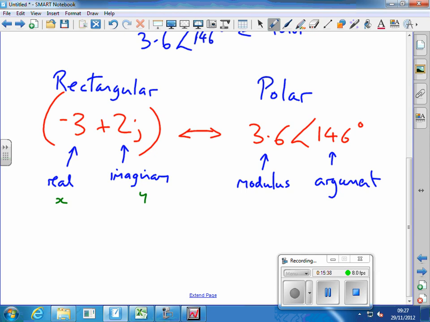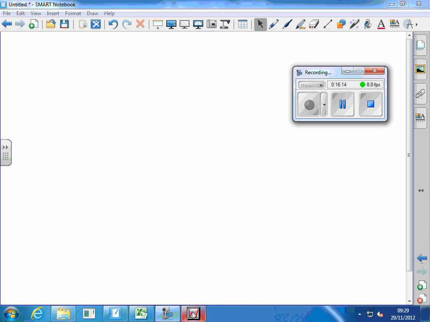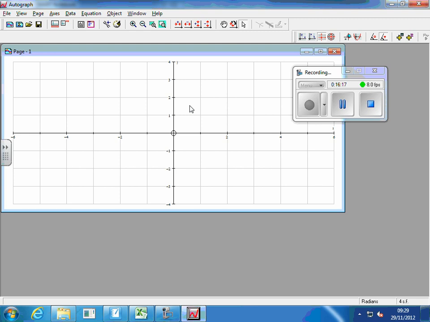And this is basically the magnitude, so that's the size of it, the distance or how far it's traveled, or the size of the force if you're using it to represent forces, as we'll see, and this is the angle from the x-axis. So we can use Autograph to represent vectors in polar or Cartesian coordinates.